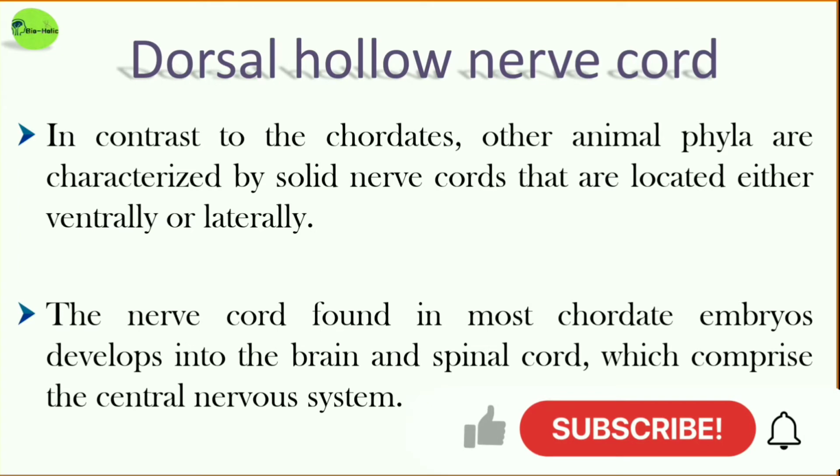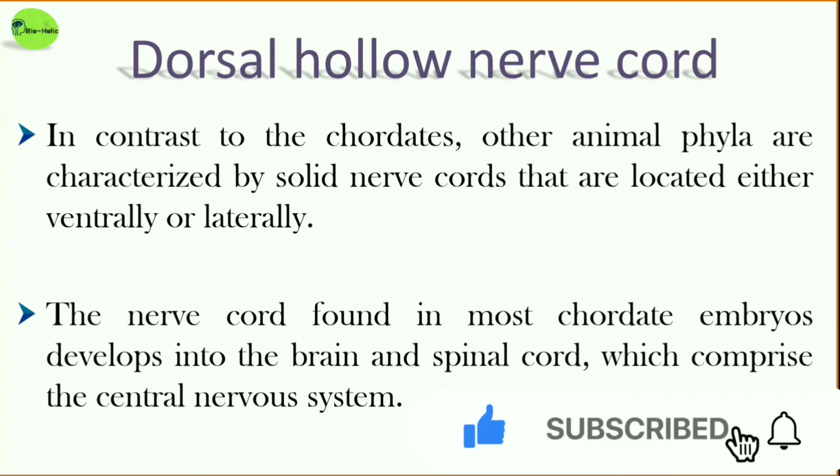The nerve cord found in most chordate embryos develops into the brain and spinal cord, which comprise the central nervous system of us.